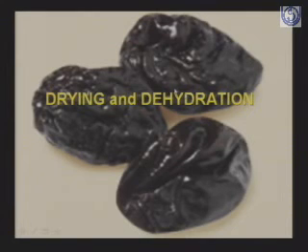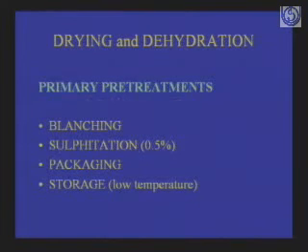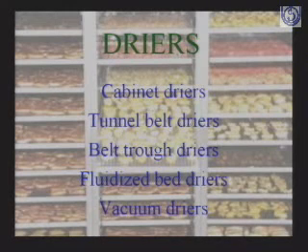Then there is drying and dehydration. Drying refers to the removal of moisture from the food, and always remember the optimum drying temperature is 60 degrees C. The primary treatments involved are blanching, sulfitation, packaging and storage, and again packaging and storage at low temperature. We have different types of dryers: cabinet dryers, tunnel belt dryers, fluidized bed dryers and vacuum dryers, depending upon the kind and the quality of material which you desire.